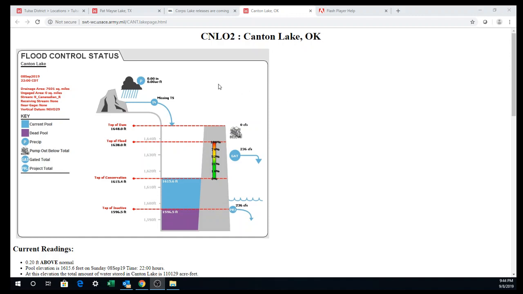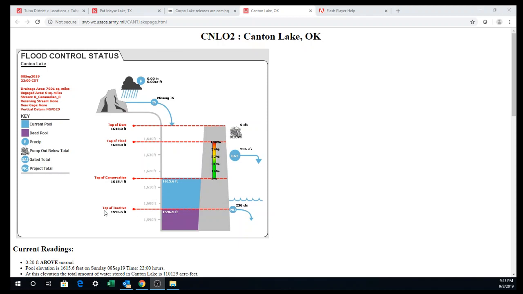In today's video, I'm going to cover the zones that you'll find in a typical reservoir. What you're looking at here is the zones that are found in Canton Lake. Canton Lake is owned and operated by the Tulsa District of the Corps of Engineers, and it's in the Canadian River system, and it's upstream of Oklahoma City.